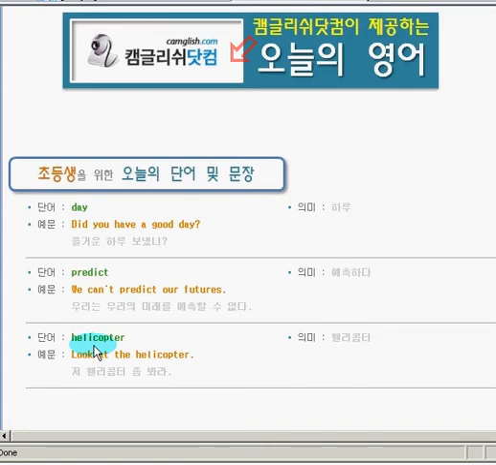How about the word helicopter? Helicopter. Helicopter is also a chopper. So let's use it in a sample. Look at the helicopter.